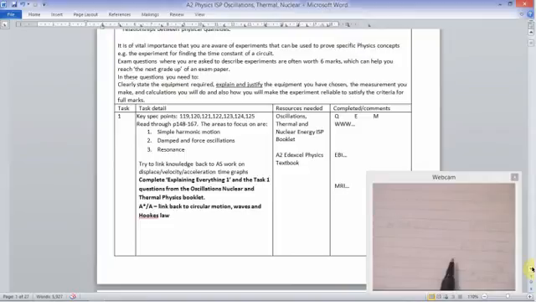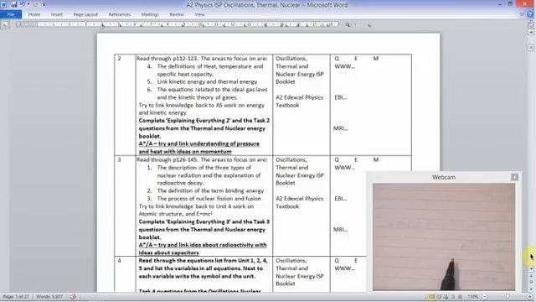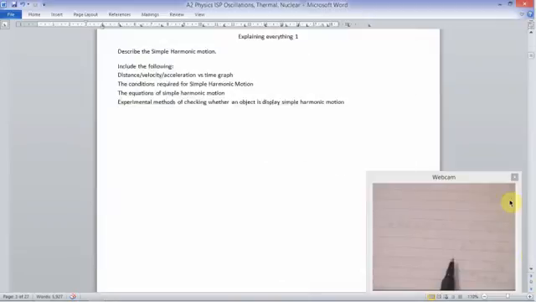If you want something to look back on in terms of AS, definitely look back on waves, definitely look back on the idea of Hooke's law. If you want something to look back on in terms of A2, that will help you out, circular motion is key to this area as well. So let's have a look at our explaining everything tasks.